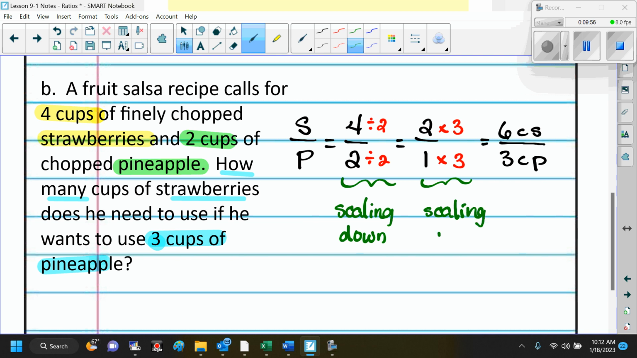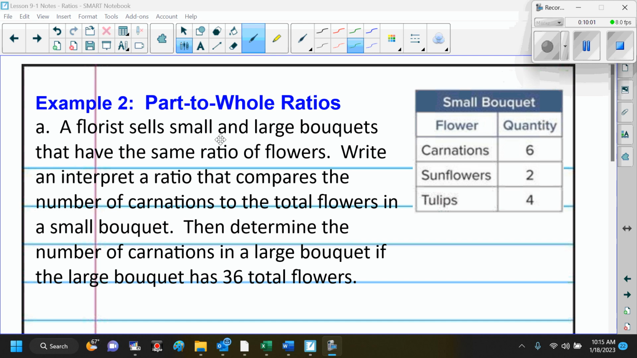So it says, a florist sells small and large bouquets that have the same ratio of flowers. We want to write and interpret a ratio that compares the number of carnations to the total number of flowers in the small bouquet. Then we want to determine the number of carnations in a large bouquet if the large bouquet has 36 total flowers. The key here, and the information right here in the table, that's important also.